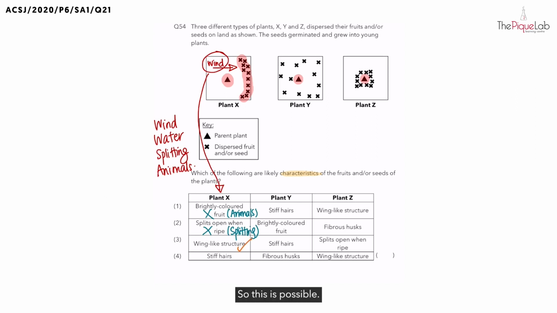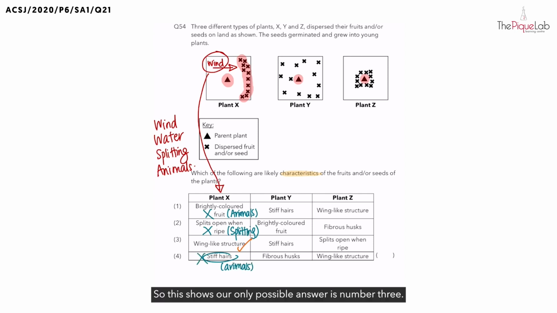So this is possible. How about having stiff hairs? When fruits have stiff hairs, it allows the fruit to be attached to where? Attached to the outer covering of animals. Which means if the fruits have stiff hairs, they are most likely to be dispersed by animals, not by wind. So let's cross this out as well. So this shows our only possible answer is number 3.